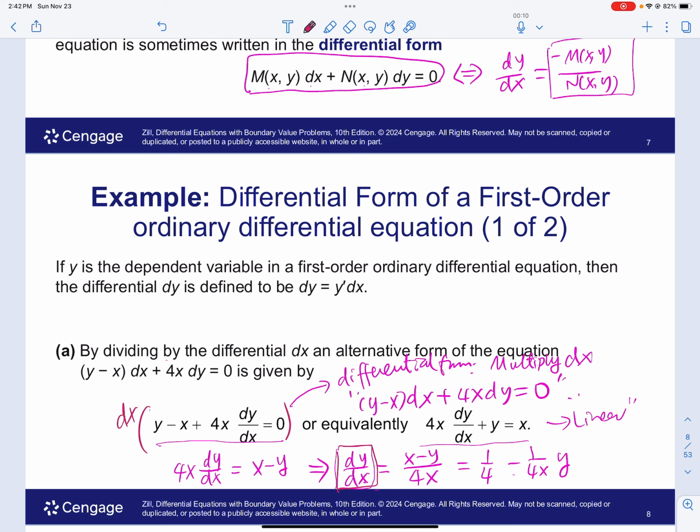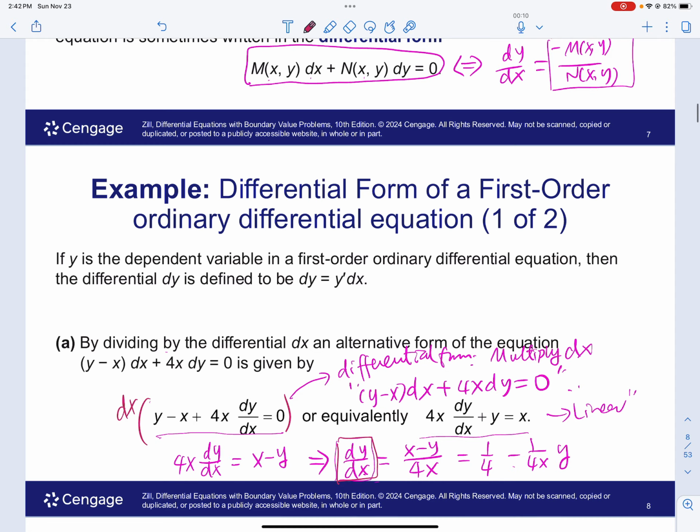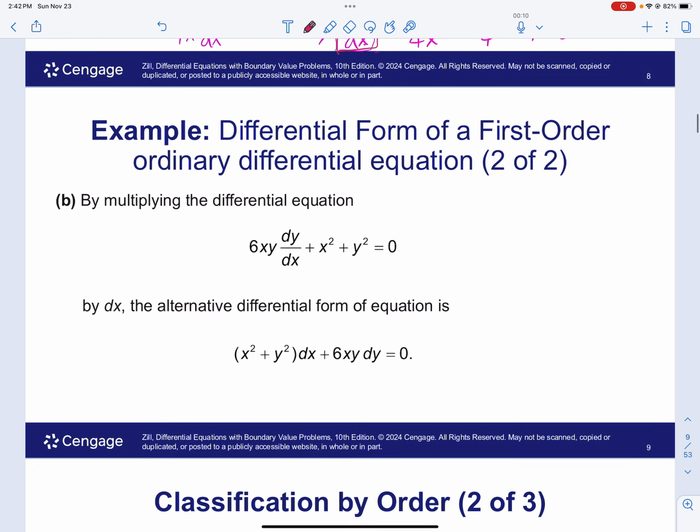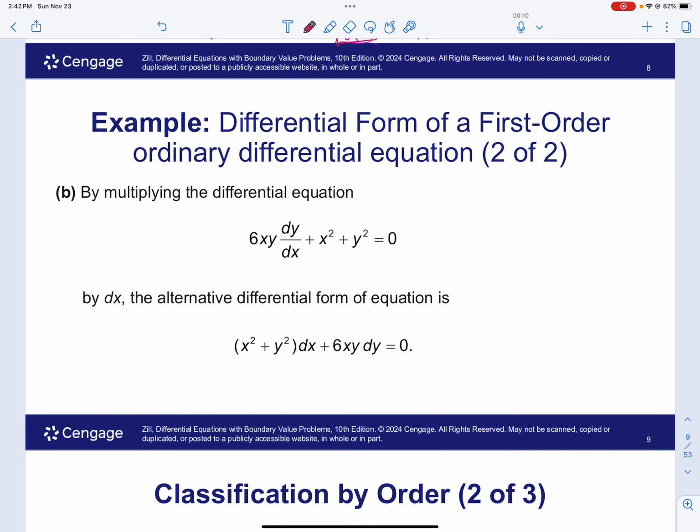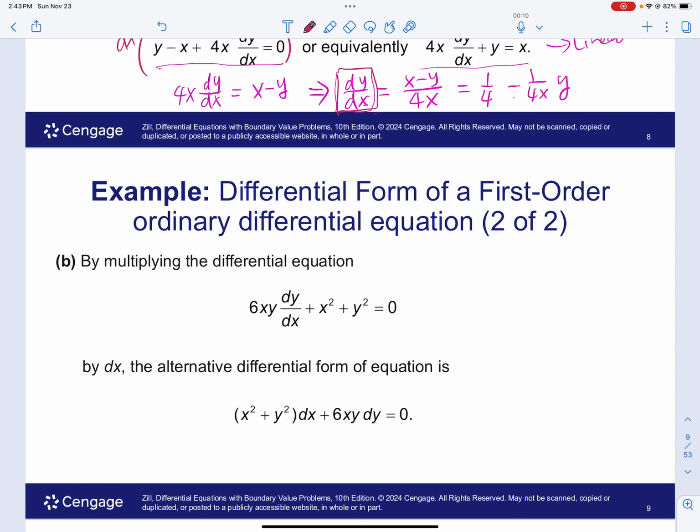So this is basic algebra, different forms of differential equations, okay? And this is an example to find a differential form. How could we find the differential form? As we discussed above, multiply dx on both sides, and you will be able to get this. This will be a differential form.